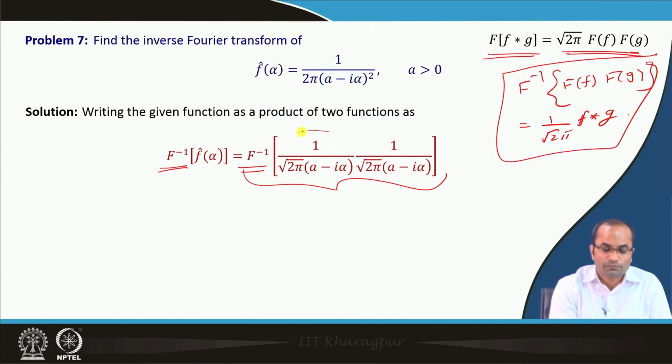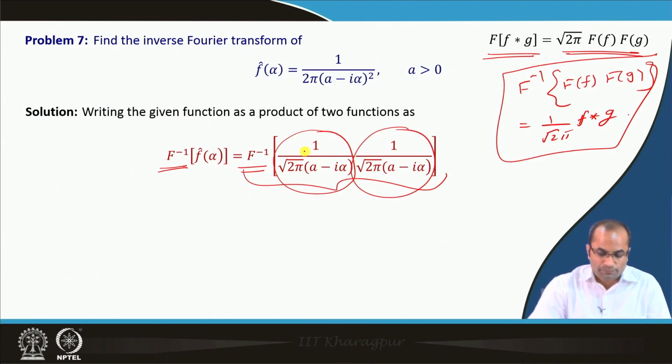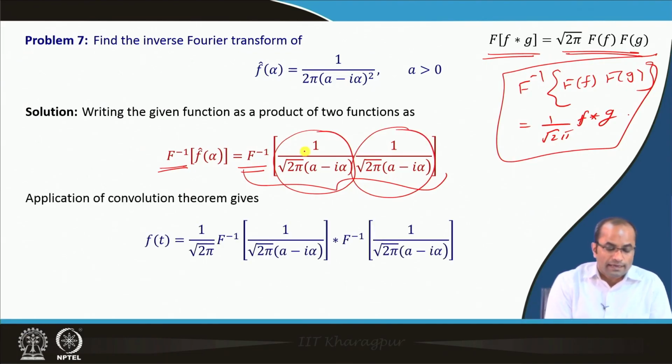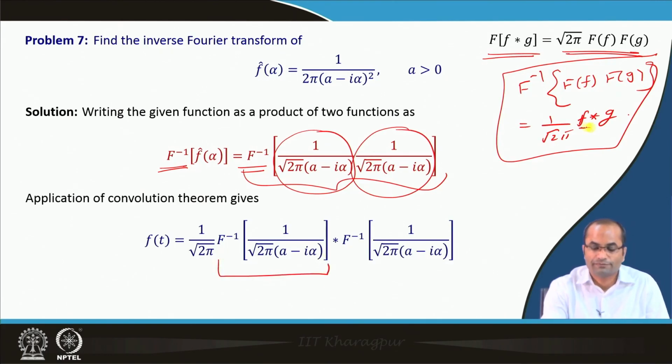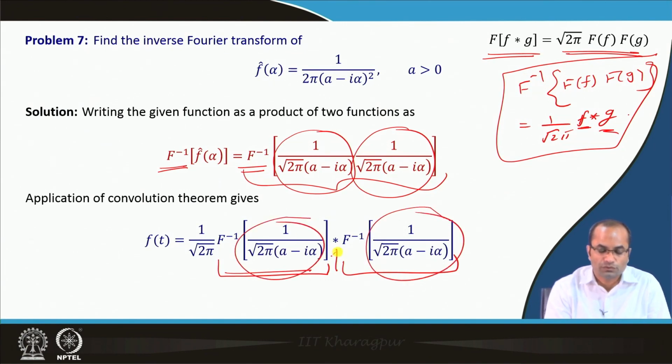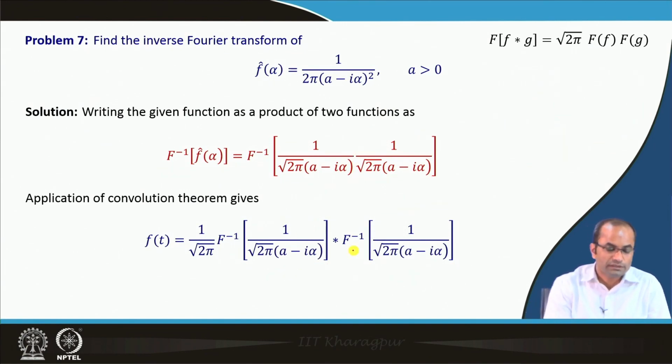Because this is the product of two Fourier transforms, we can apply this and we will get the Fourier inverse of this. So, the f is the Fourier inverse of this, and then again the second one g is the Fourier inverse of this function, and then this convolution has to be done. So, with this convolution theorem we got this result.